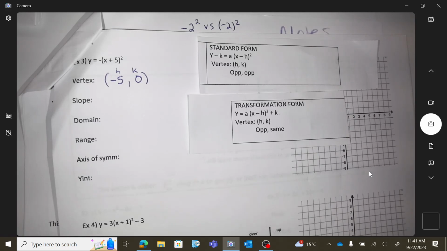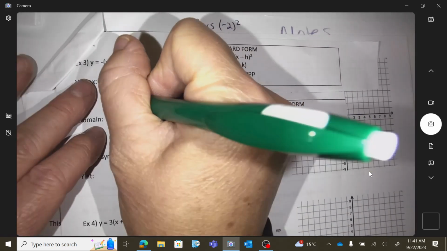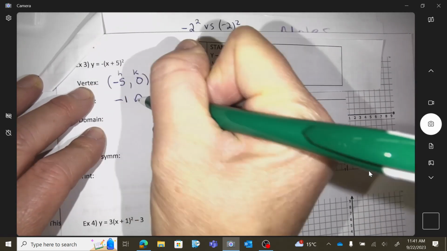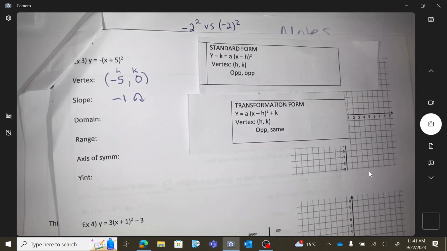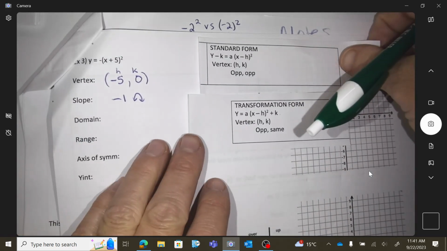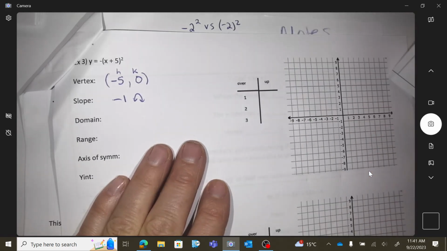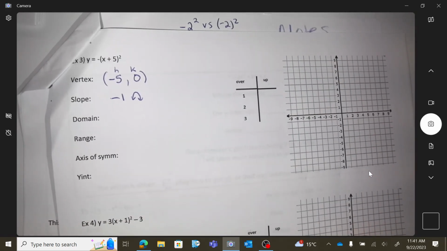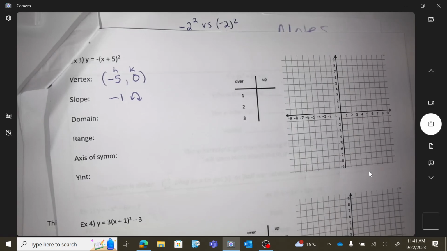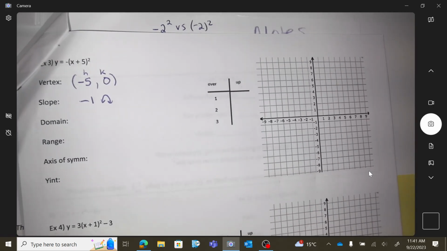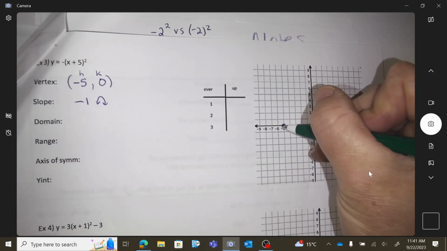What is the slope number? What is the multiplier in front of the x squared stuff? -1. So I already can tell you this about it. Okay, so let's graph. That's all we need. Vertex, slope. So -5, 0. There it is.